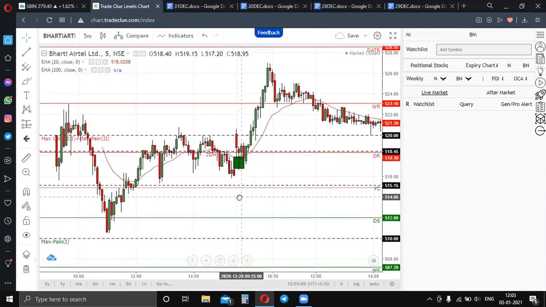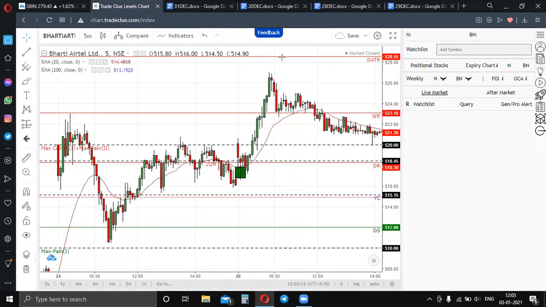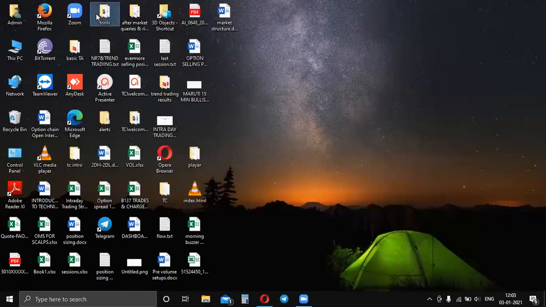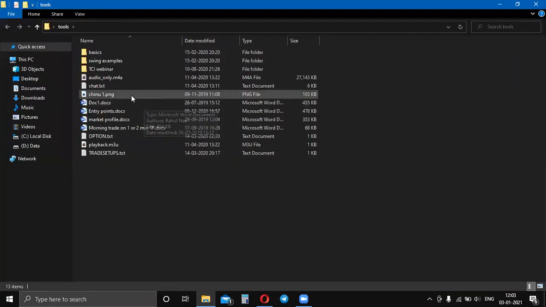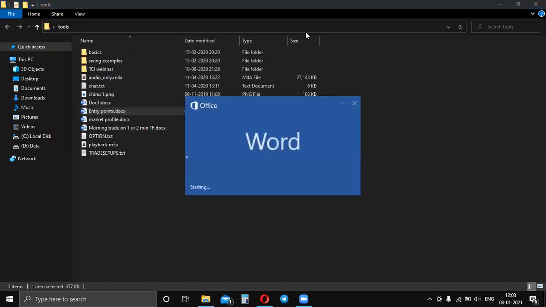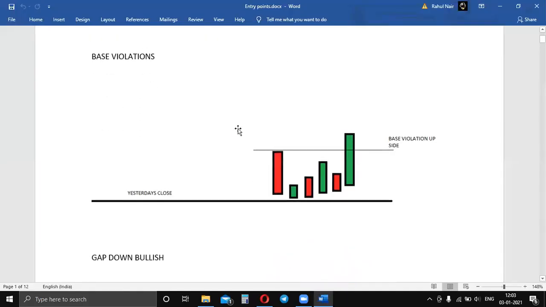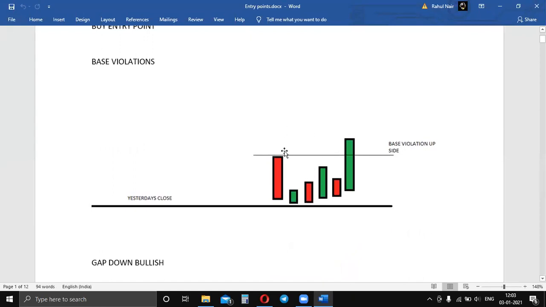You need to understand one thing very clearly: whenever we get some pure entry criteria, there are some entry criteria that I have already discussed with you in one class, right? What are they? There is one entry criteria called base violation. Do you remember this, the base violation? Let me show you first. This was one of the criteria.